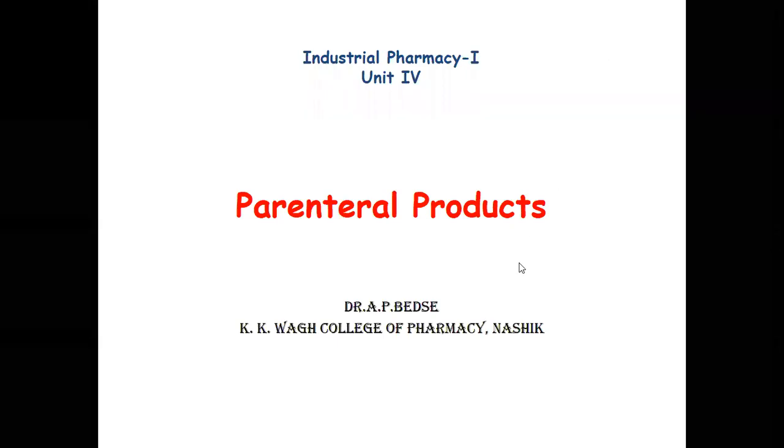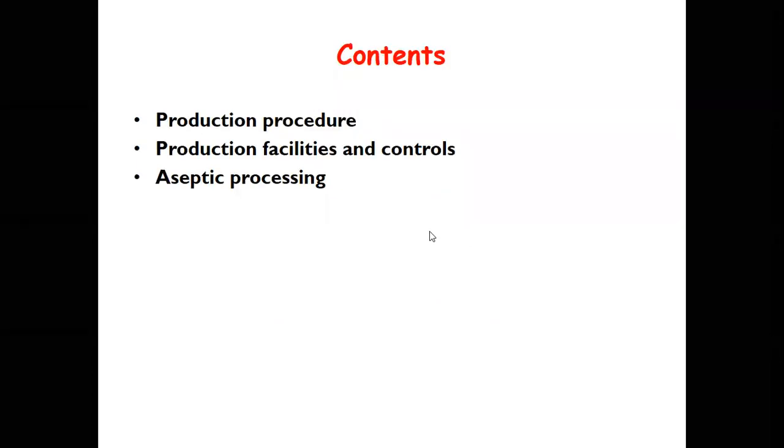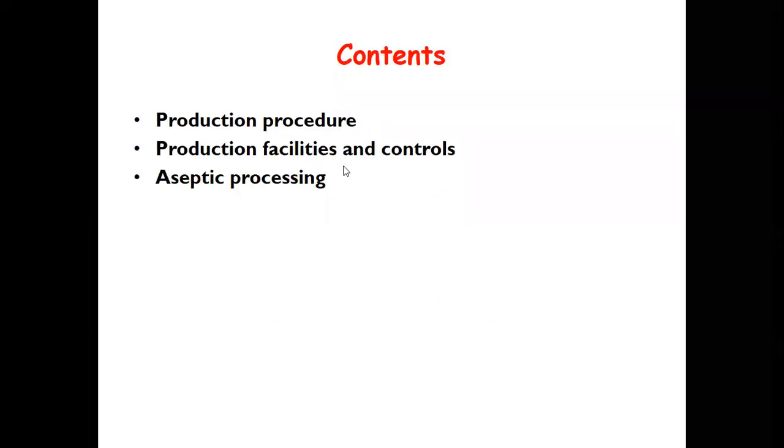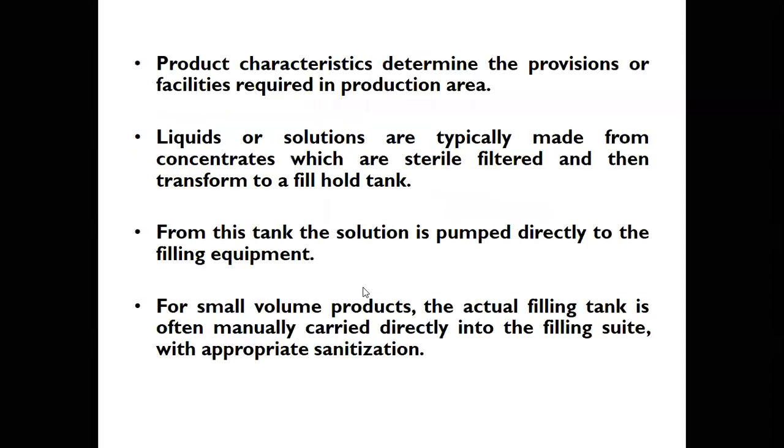Hello dear students. Now we are going to discuss parenteral products. Unit 4 of Industrial Pharmacy 1 contains production procedure, production facilities and controls, aseptic processing.